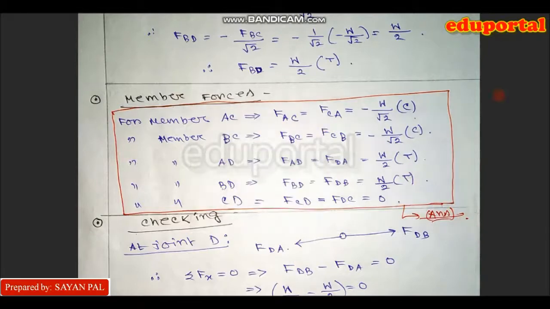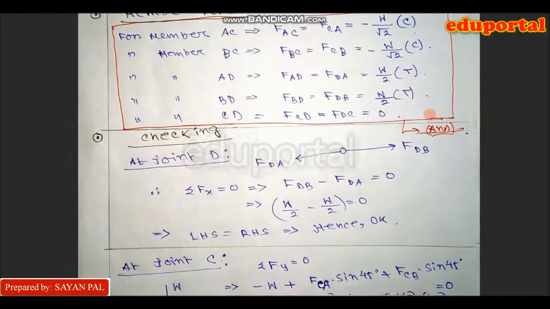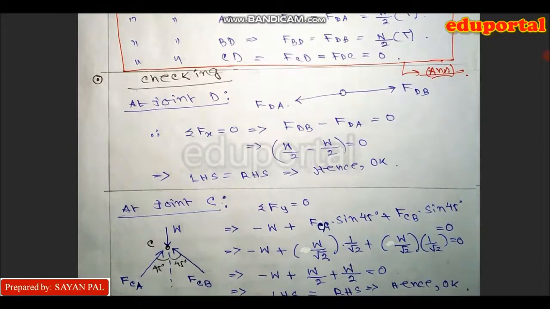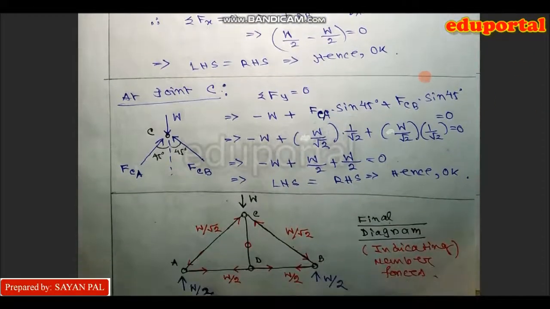Now after getting the forces, you can do checking to see whether you have done correctly or not. But you can also check joint D, better if you do checking at joint C. So we will check the joint C. At joint C we have F_CA, which is a compressive force. F_CB is also a compressive force, and its value we know, and W.